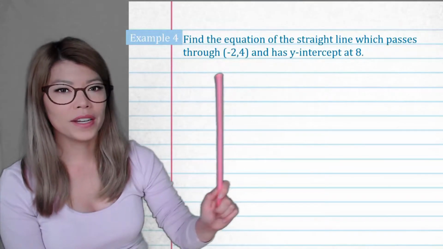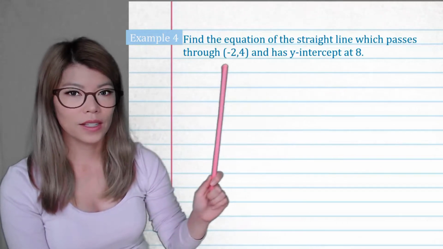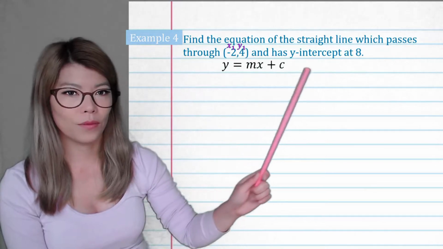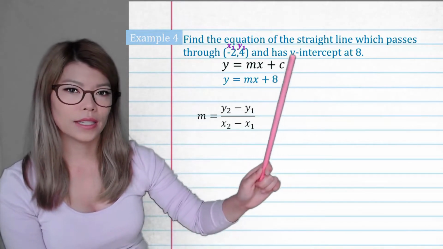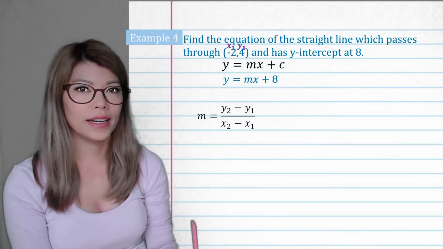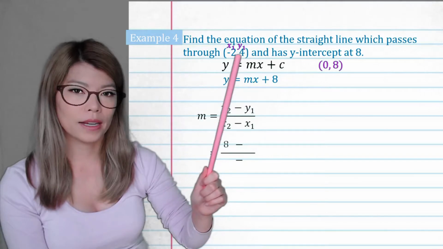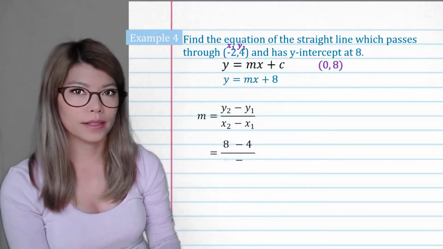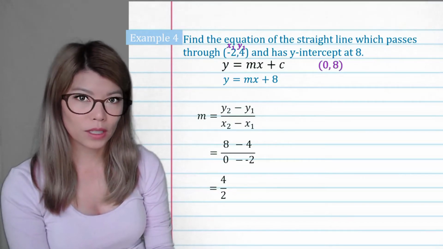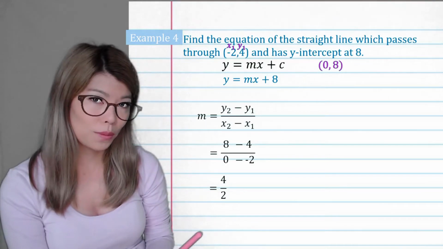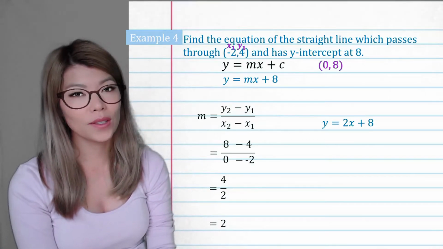Example 4. Find the equation of a straight line which passes through negative 2, 4 and has y-intercept at 8. So here we have a point and we have the y-intercept, so C is 8. Now we have to find M. We know that there's a point there, and we can write 8 as 0, 8. So that's going to be our second point. So 8 minus 4, over 0 minus minus 2, which gives us 8 minus 4 is 4, and minus minus 2 is positive 2, and simplify that to be 2. So our gradient is 2, plug that back into the equation, we get y equals 2x plus 8.